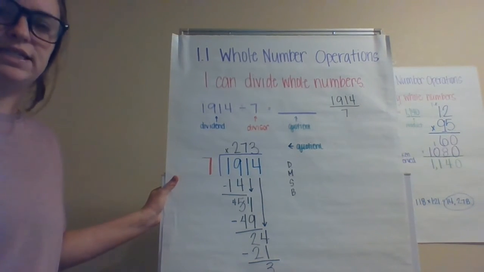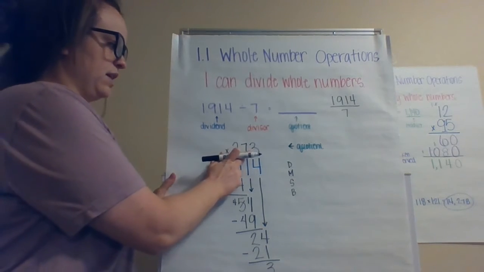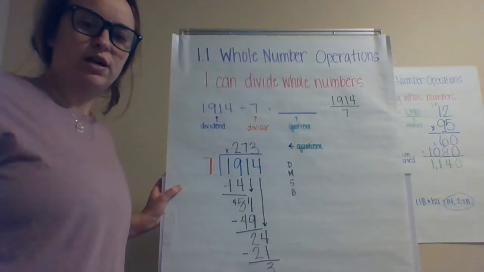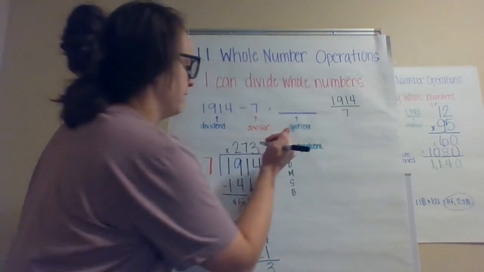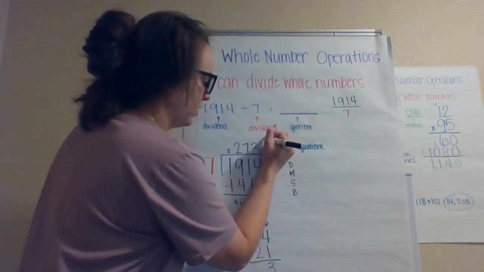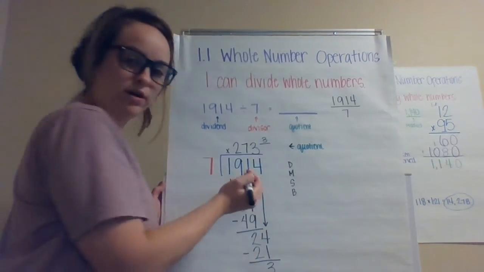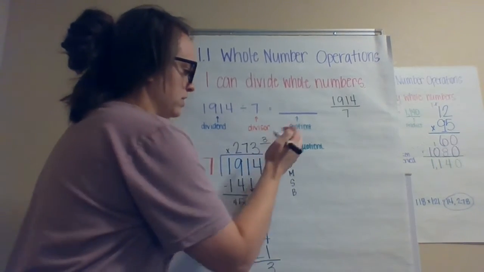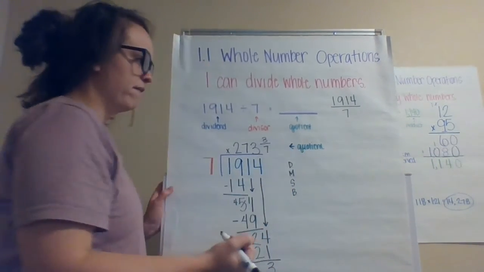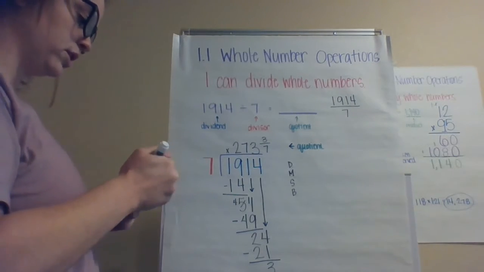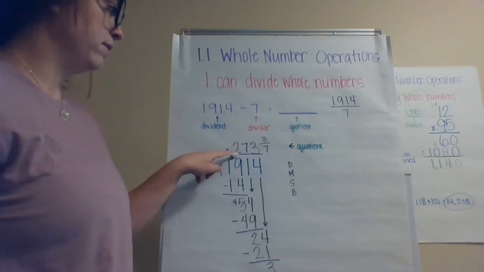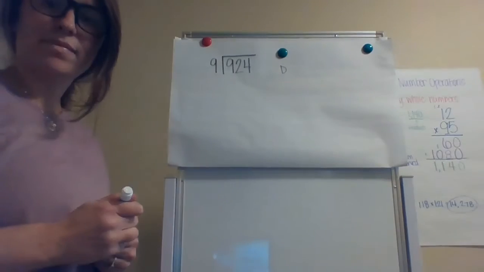So sometimes you might see this written as 273, remainder 3. But in 6th grade math, we're going to want you to start practicing writing them as fractions. So my remainder is going to go as my numerator in my fraction, and my divisor is going to be used as my denominator. So my final answer is 273 and 3/7, and that is my quotient for my problem.